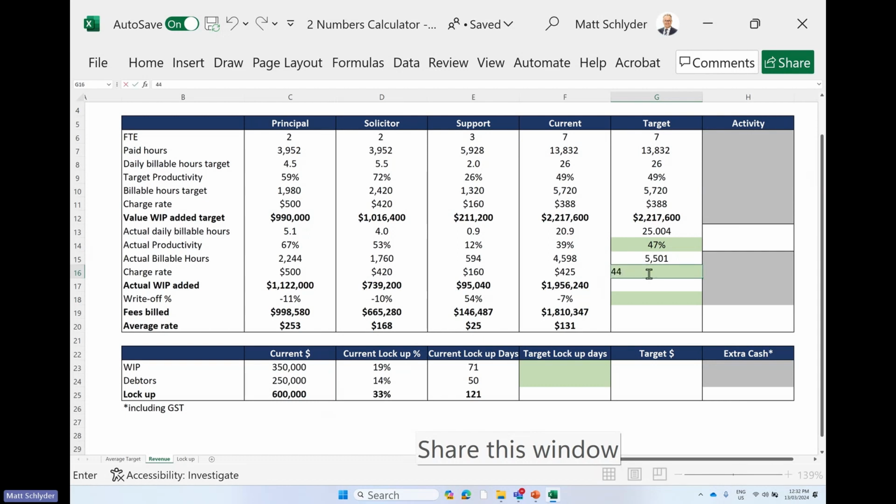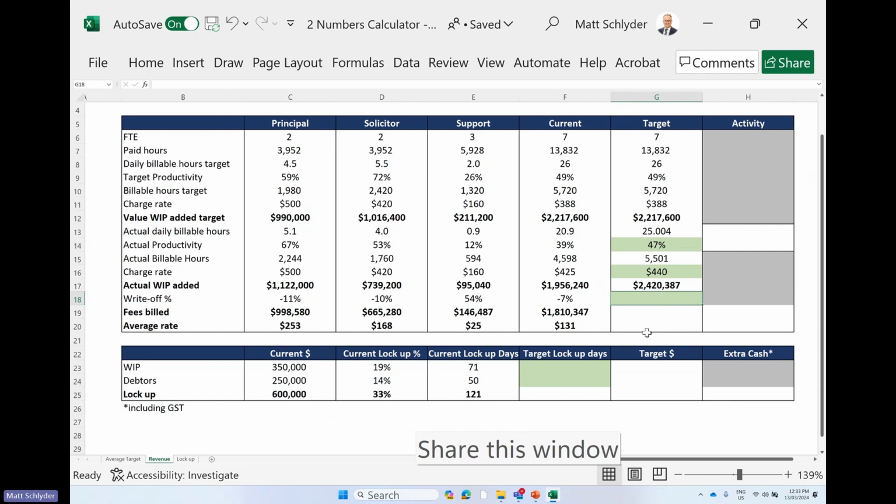Let's say we increase our charge rates and recover. Most firms' charge rates are too low. Charge rates are a bigger issue for you than they are to your clients. I see this time and time again. But by just focusing on those small changes in those couple of items, it produces a difference of now $2.42 million that's actually been added into WIP.